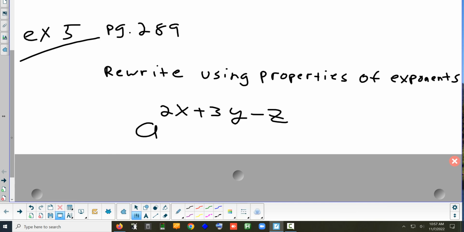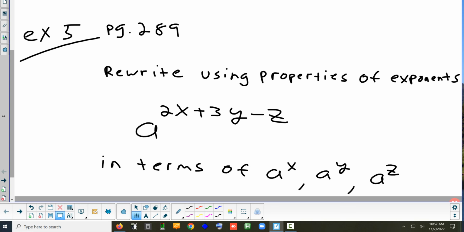So we've seen when we talk about logarithms, a lot of times exponents are tied in with logarithms, and some of the rules of exponents come up. So I just want to go over what those rules are using this problem. So I want to rewrite this, but I want to rewrite it in terms of a to the x, a to the y, and a to the z.